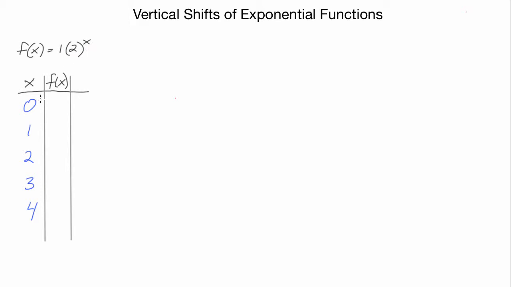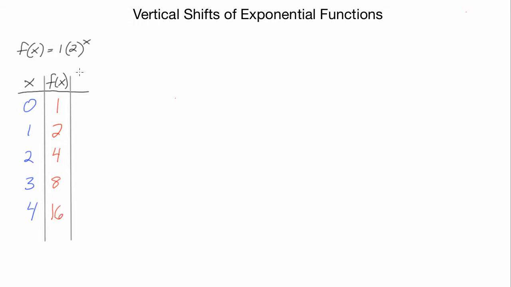So 1 times 2 to the 0th power is going to be 1 times 1, which is 1. If I put a 1 in there, it's 1 times 2, so it's 2. If I put a 2 in for x, it's 1 times 2 squared, which is 4. 1 times 2 to the third is going to be 8. And 1 times 2 to the fourth is going to be 16.